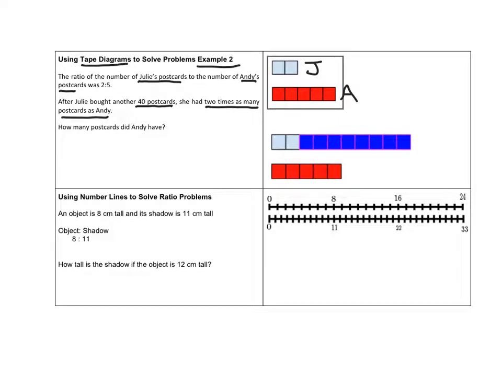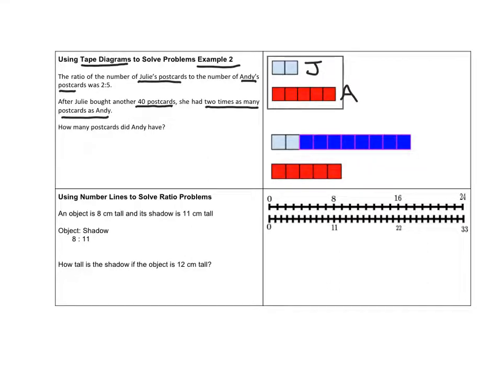And so on the second tape diagram, you can see that I've added on extra postcards, which is in blue, but I added on enough so that I've now doubled what Andy originally had. Andy originally had 5, and so I've added enough postcards so that I now have 5 more than Andy. That means I have twice as many as Andy.